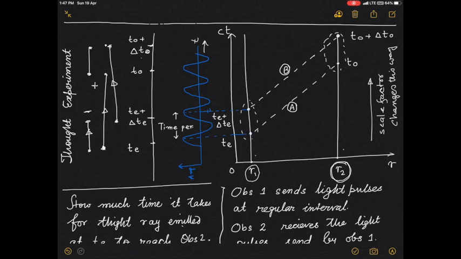Obviously, if they are very close by, light doesn't take much time to go from there to there, and the scale factor you can consider roughly the same. But if they are quite far away, if this distance is say 1000 megaparsec, then the light will take a long time to go 1000 megaparsec. You can calculate how much time it will take. By that time, the scale factor will change.